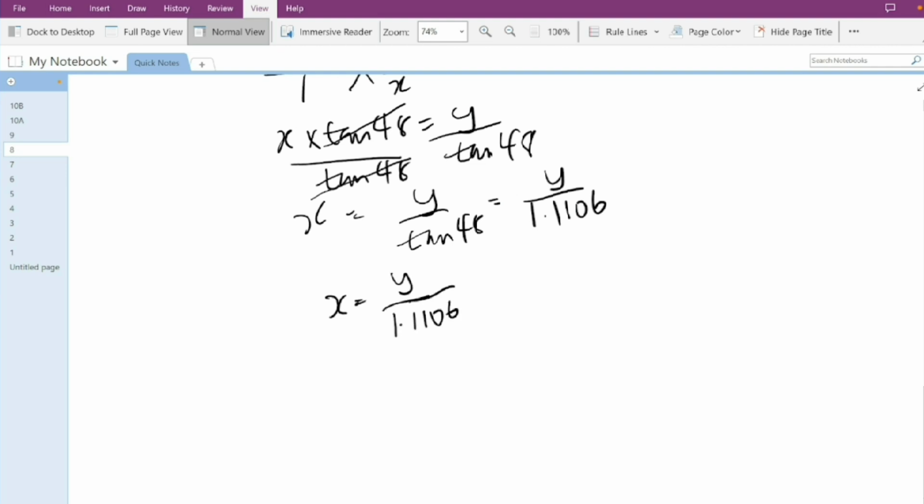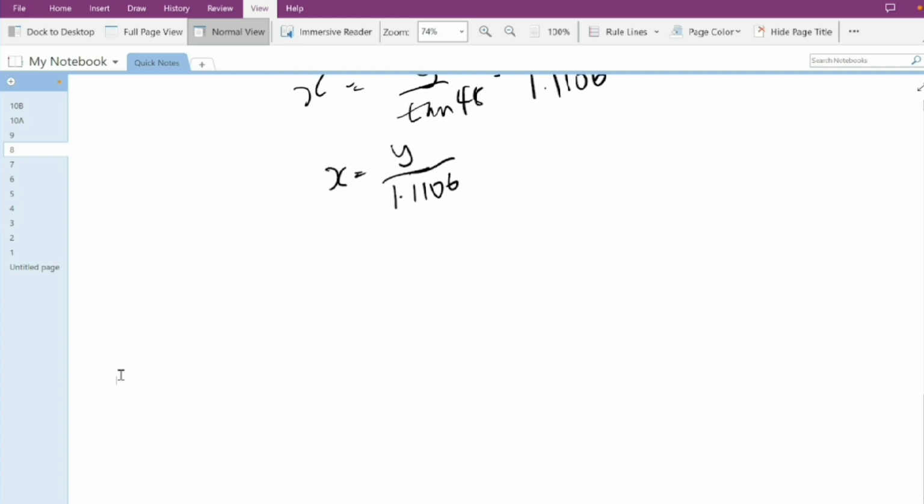Then equation 2 is tan 40 equals y over 46 plus x. Here too, we're trying to make x subject of formula. So we cross multiply, you can see this is over 1.